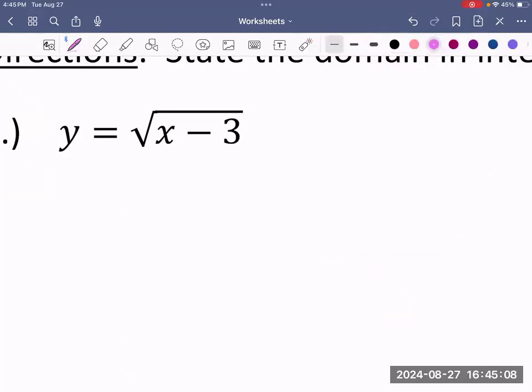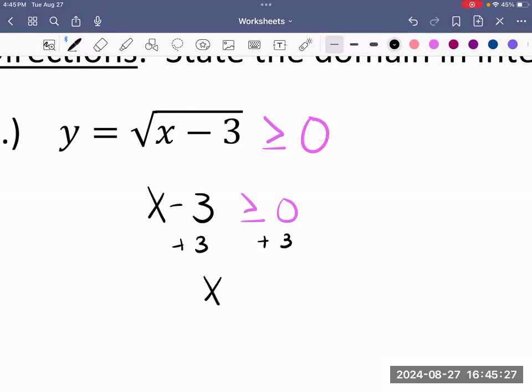So by setting this radical greater than or equal to 0, we then get to pull out anything under the radical that could cause the negative sign. So with that, we can just add 3 to the other side as we did before. So now we have x is greater than or equal to 3.